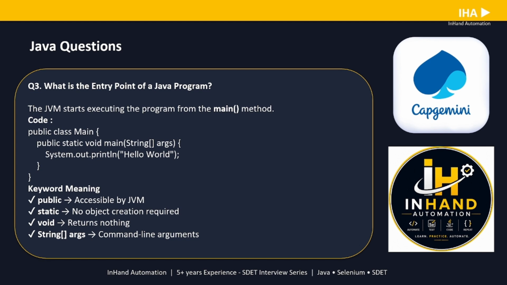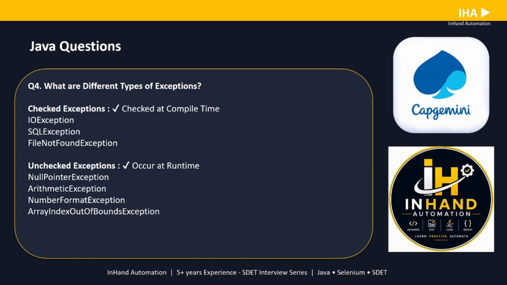As we know, public is used because it should be accessible by the JVM. Static is used because no object creation is required here. Void is used because it does not return anything. In that way, you have to explain each keyword of the entry point of Java in a very crisp manner. The next question was, what are the different types of exceptions?